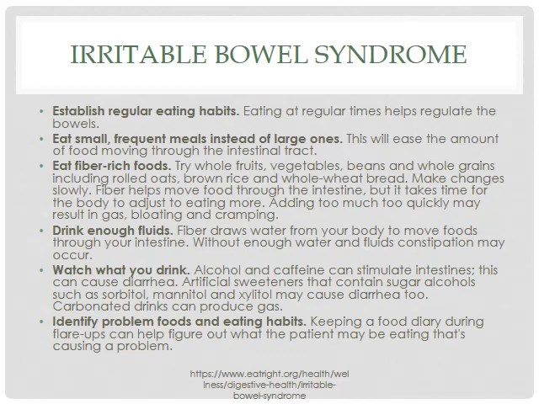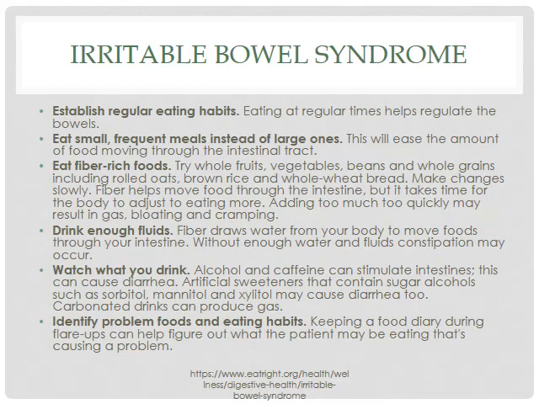Overall, for irritable bowel syndrome, it is important to establish regular eating habits. Eating at regular times helps regulate the bowels. Eat small, frequent meals instead of large ones. This will ease the amount of food moving through the intestinal tract. Eat fiber-rich foods. Try whole fruits, vegetables, beans, and whole grains, including rolled oats, brown rice, and whole wheat bread.